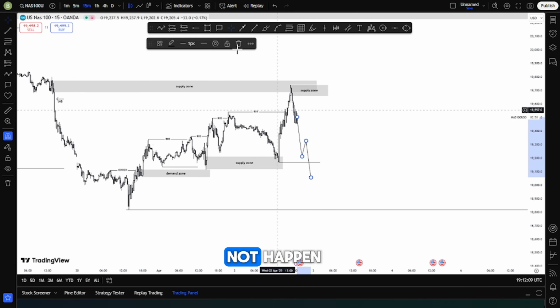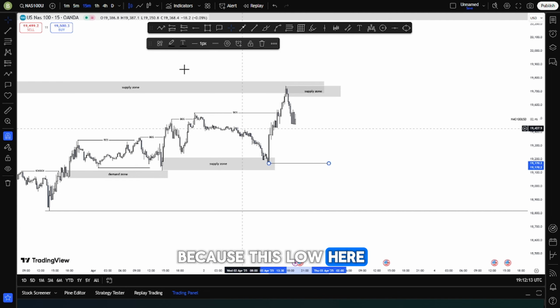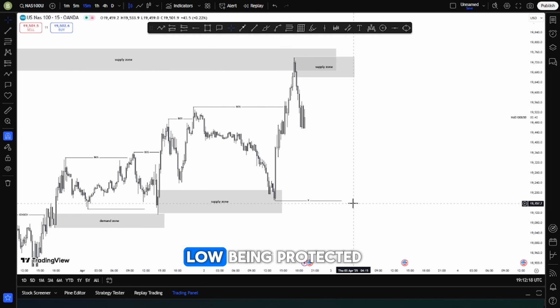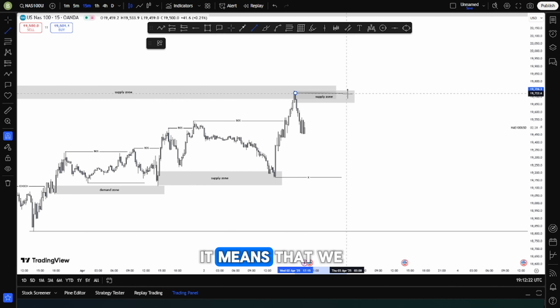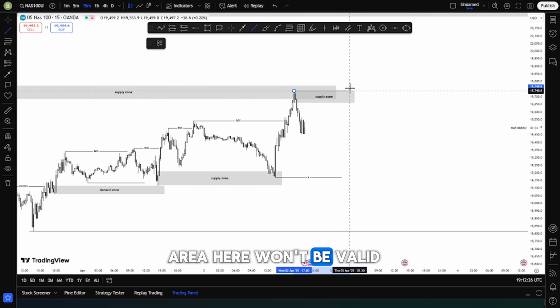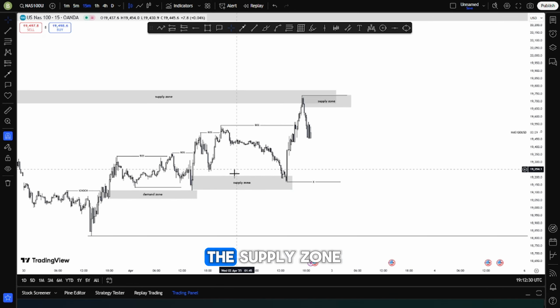But if that does not happen, it means what? It means we are continuing with our buys, just because this low here is still protected. Like I told you guys, whenever we have this low being protected and then taking out this high here, it means that we are continuing with our buys, and then the supply area here won't be valid, just because obviously the only valid order block here is the supply zone.